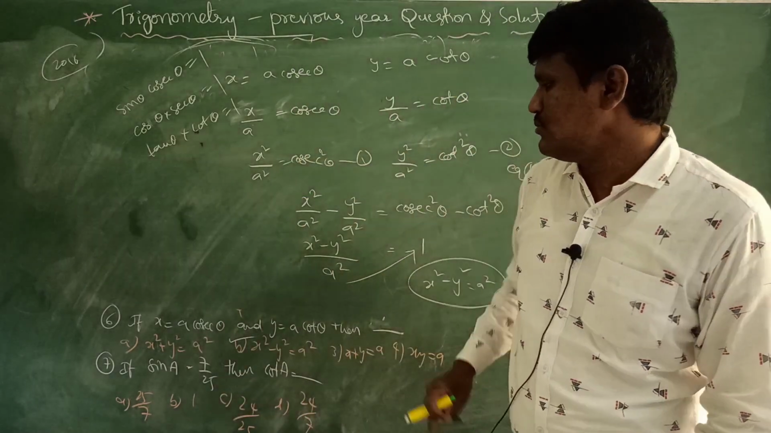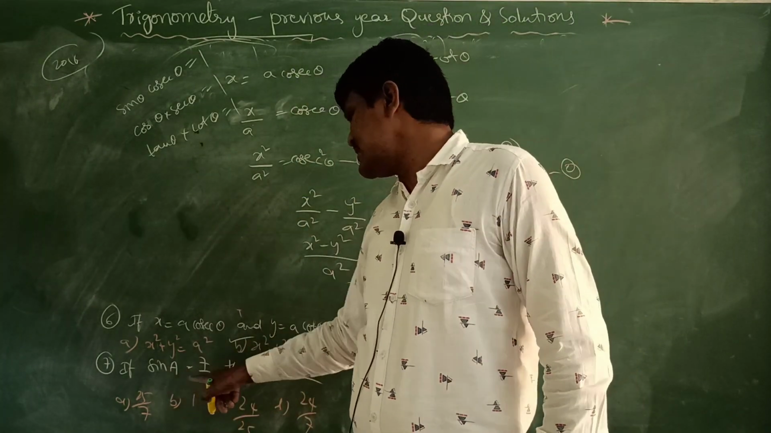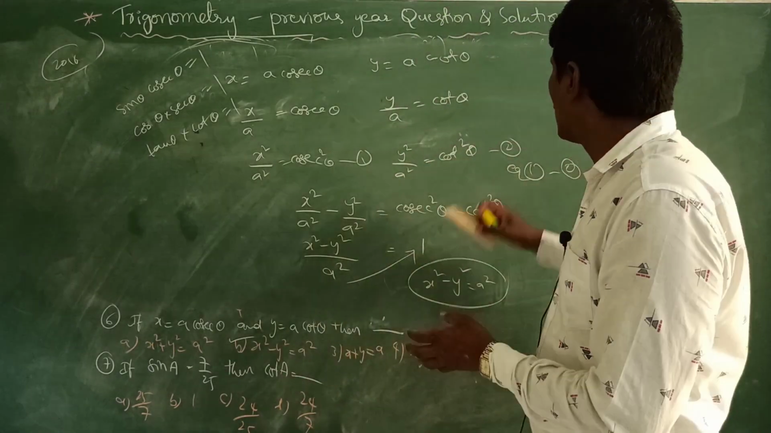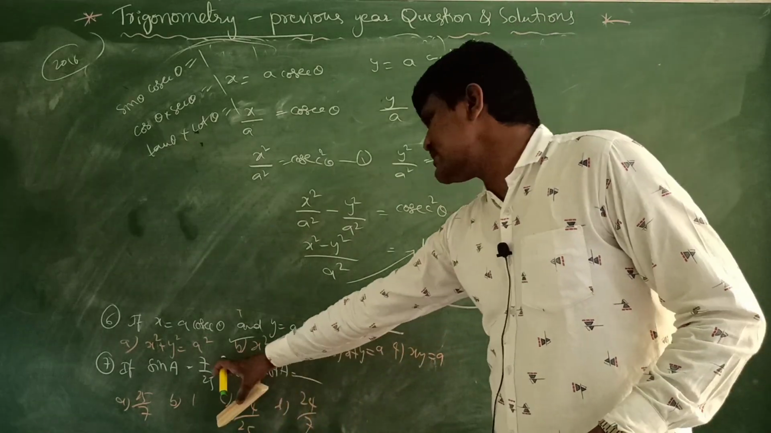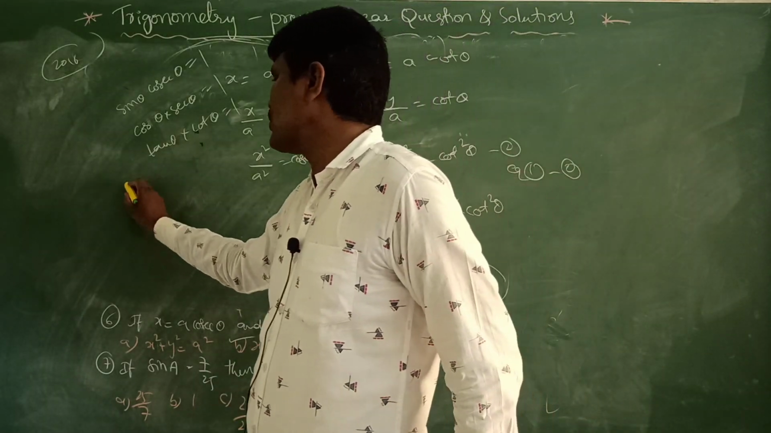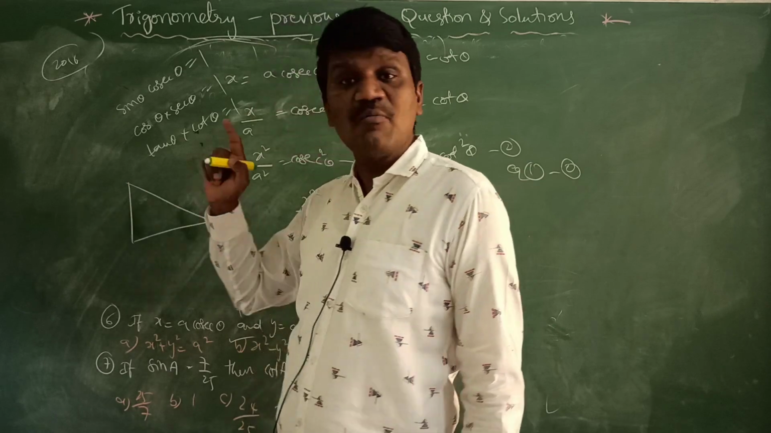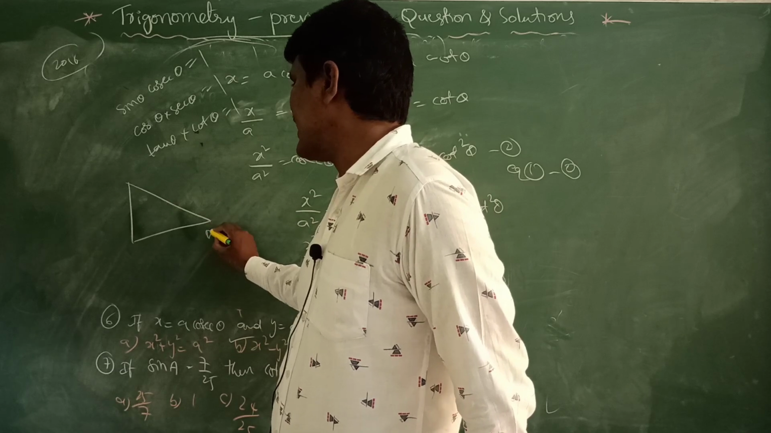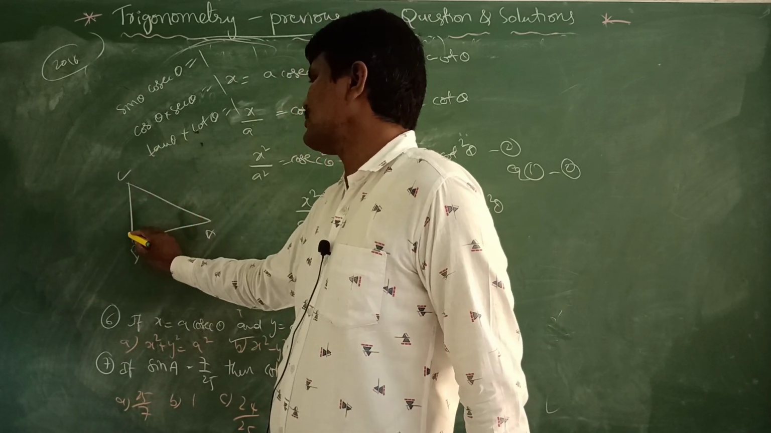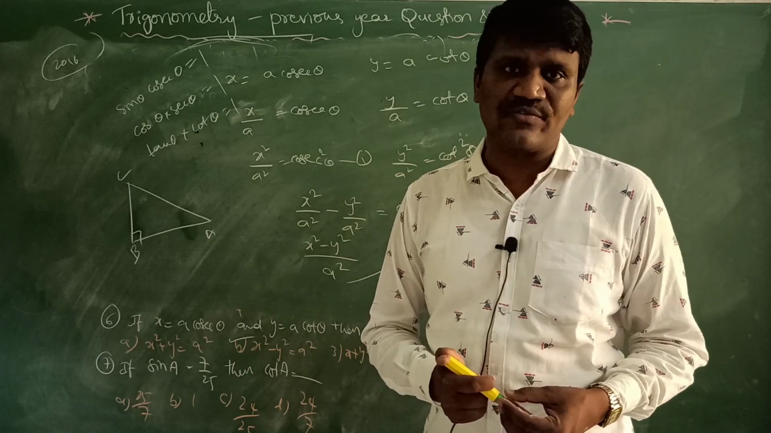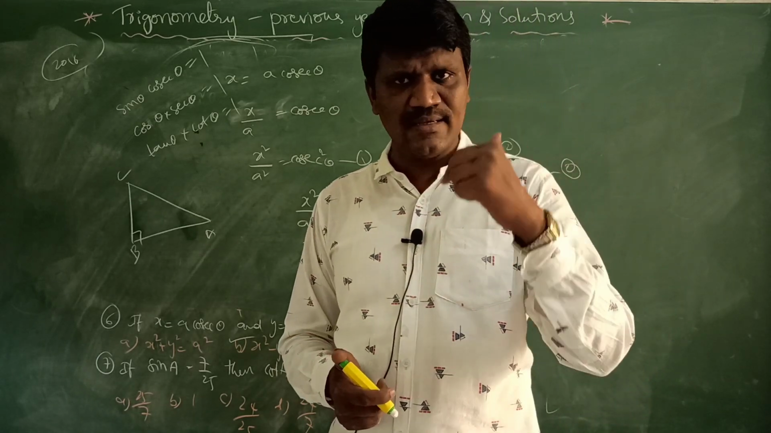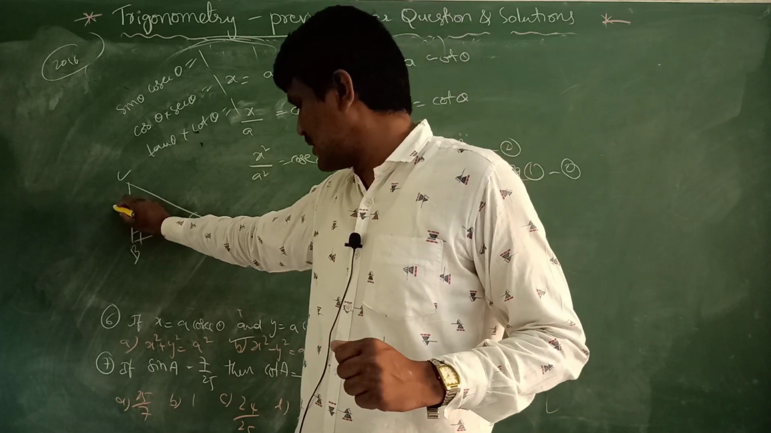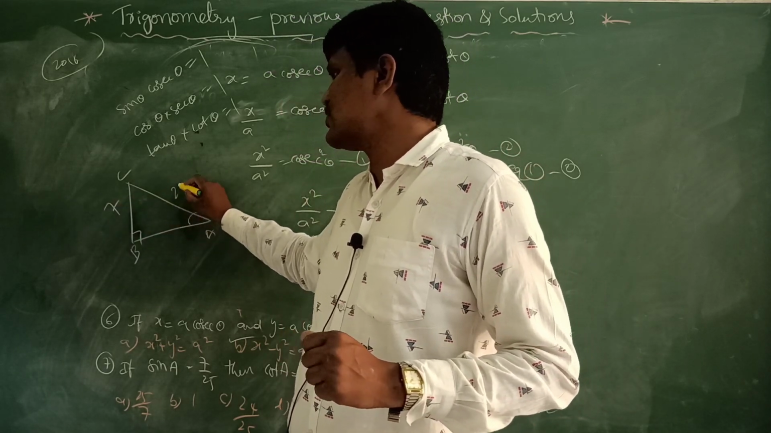Okay students? Now the last problem: if sin A is equal to 7 by 25, then what is cot A? It is a very easy problem. So how can we do this? Sin A is equal to 7 by 25. Already we said, if the problem is like this, you draw the diagram. Take A here, B here, C. Sin A is opposite by hypotenuse. So if I take theta here, opposite is 7 and hypotenuse is 25.